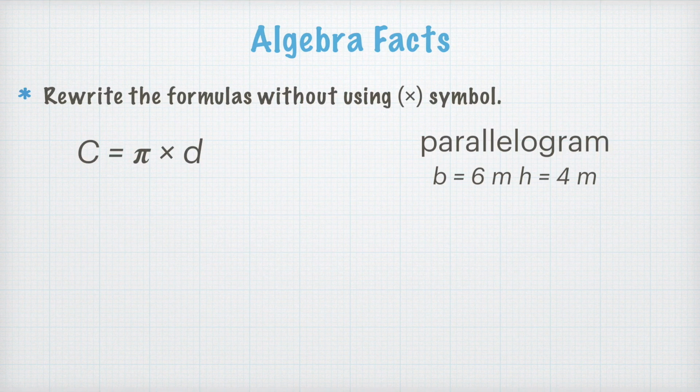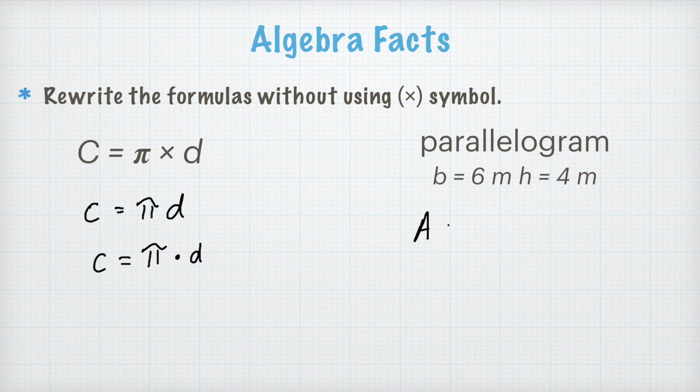It says rewrite the formulas without using the x symbol for multiplication. So we could take C equals pi times d, and we could do C equals pi d, or C equals pi raised dot d. And the same with a parallelogram.